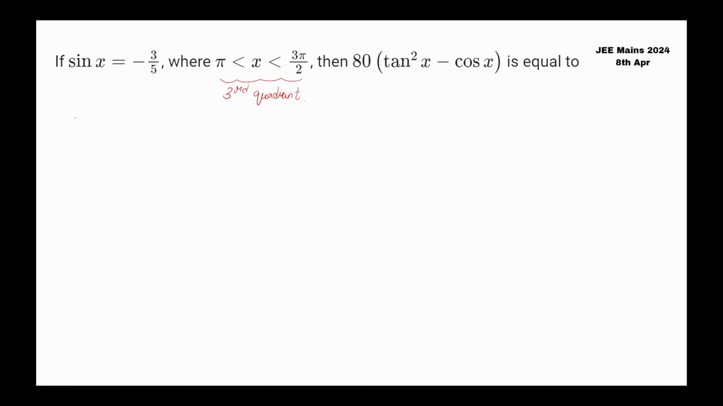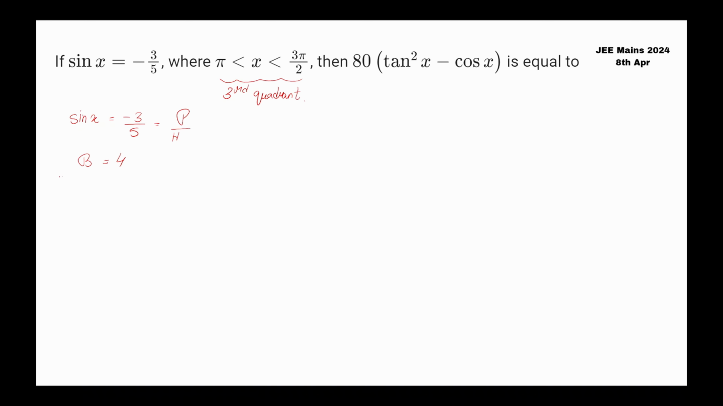And we know our sin x is minus 3 by 5, which is basically perpendicular by hypotenuse. So we know the value of our perpendicular, we know the value of our hypotenuse. So what would our base become? Simply h square is equal to p square plus b square. So our base would become 4.